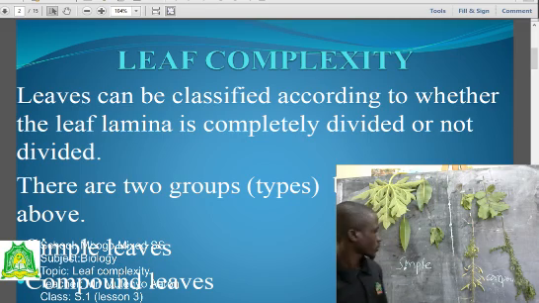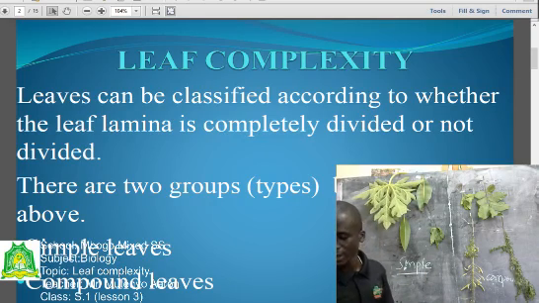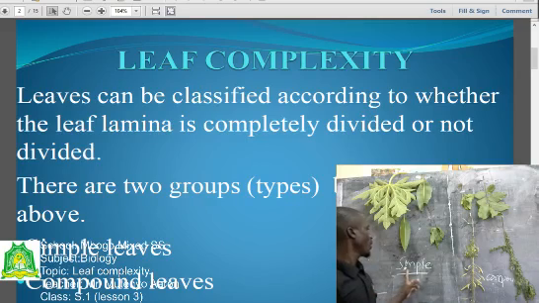Right? Now, let's start with what we call simple leaves. Having divided into 2 groups, simple and compound, remember we are talking about leaf complexity. And the reason why we are studying it, I told you, is that it is important in classifying. Remember, we are under classification, diversity of living things. So it is very important that we take note of these types of leaves.